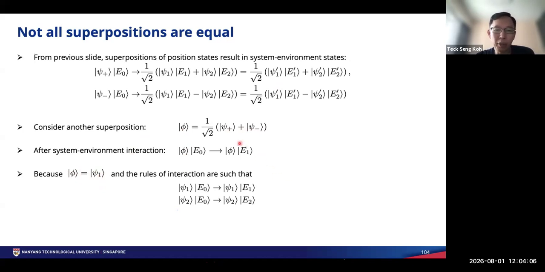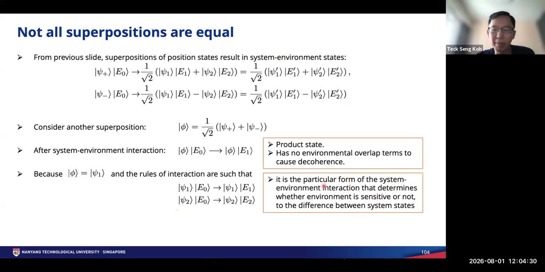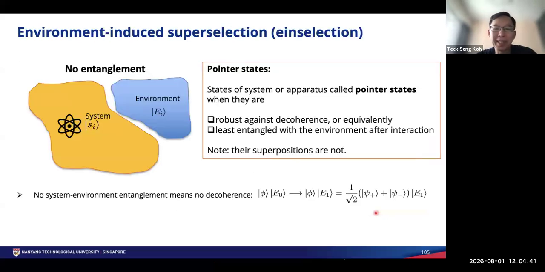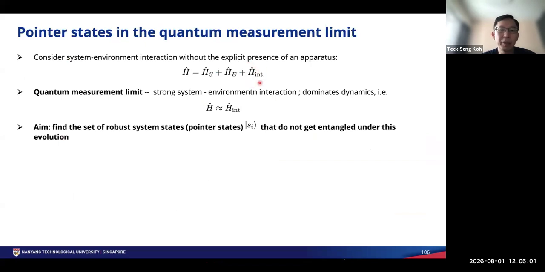So why do we get a product state in one interaction and an entangled state in another? It is because of the rules of interaction between the system and environment. So not all superpositions are equal. When you get a product state, you have no environment overlap terms that cause the loss of coherence. And that comes from the particular form of the system-environment interaction that determines whether the environment is sensitive or not to the difference between system states. So what are we trying to say? We are trying to say that there are certain types of states of the system that are robust against decoherence, and these are the ones that are least entangled. And that comes from the interaction.